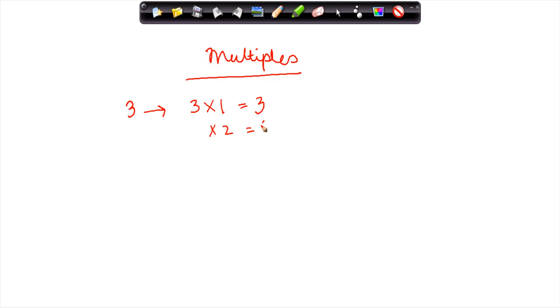So now moving on to the next category, we will now understand what we mean by multiples. Suppose you have a number 3. Now 3, if multiplied by 1, gives you 3. If multiplied by 2, gives you 6. If multiplied by 3, gives you 9. And if multiplied by 4, gives you 12.